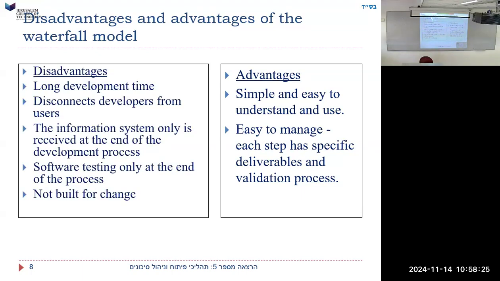The disadvantages: it's going to take longer because while designing it, you may redo the design. All these stages may take a long time, and you've done 3 stages before you've done any coding. The information system is only received at the end of the development process. Right, I don't get any kind of feedback on what I'm producing in the interim.